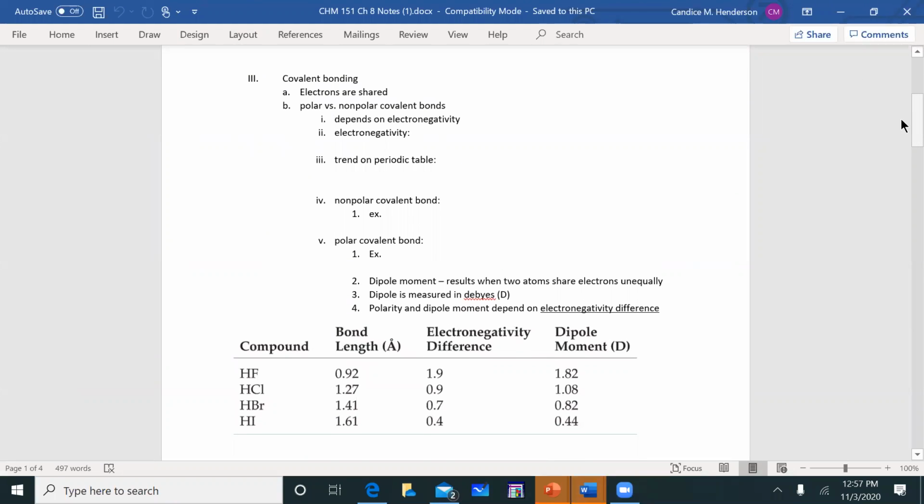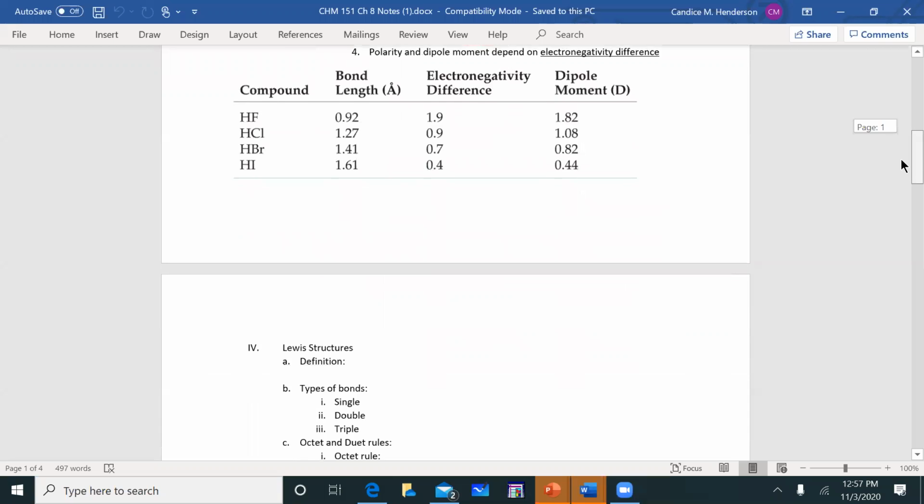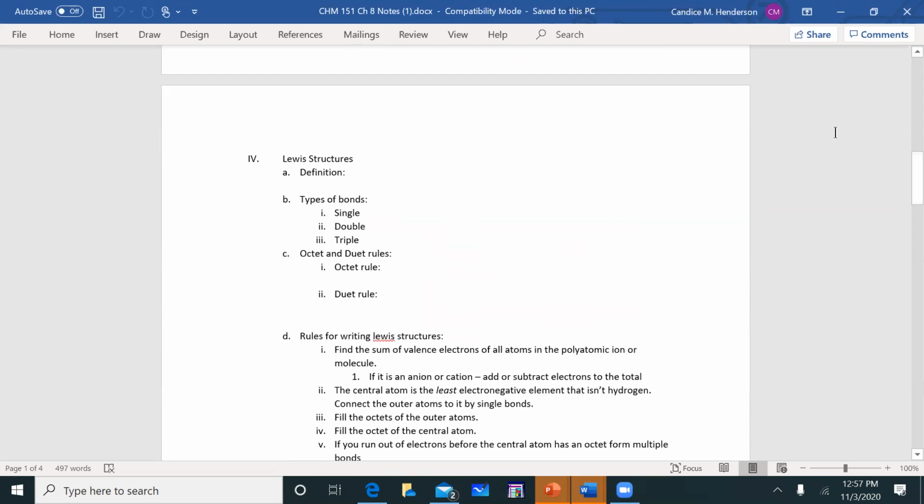Okay, and we'll come back to polarity. But for these Lewis dot structures, they're going to be a diagram that shows where the electrons are in a molecule. So it's a diagram that shows electrons in a molecule.